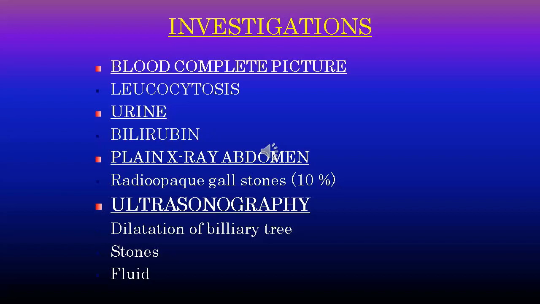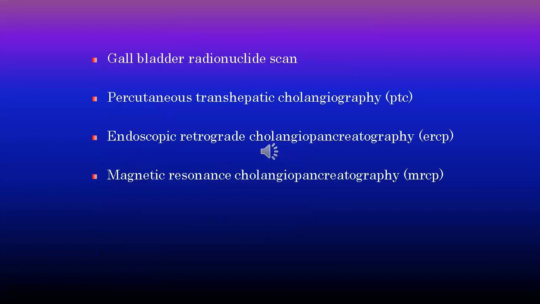The most sensitive investigation is ultrasonography. It detects stones, with a sensitivity of 99%. You can see stones, the irritation of the pillar tree, and the thick wall of the gallbladder, also pericholecystic fluid around the gallbladder, which indicates inflammation. The other investigations which you can do in a patient with gallbladder disease are gallbladder scanning, ERCP, percutaneous transhepatic cholangiography, which is called PTC, and MRCP. These investigations are not done in all patients, but in special cases.